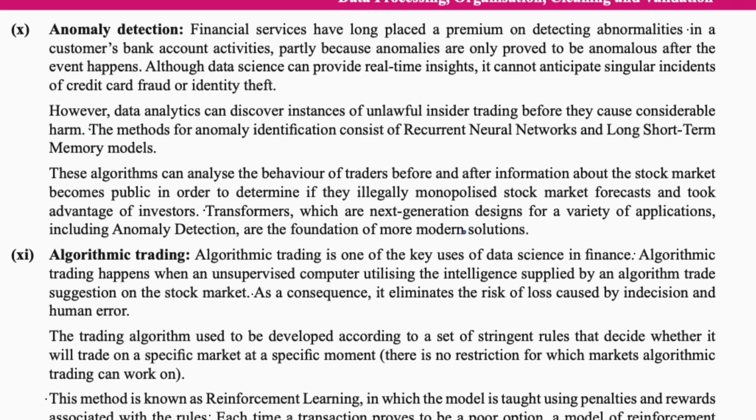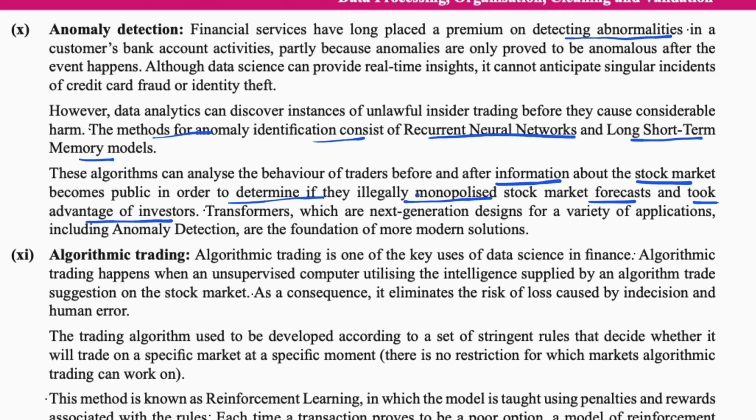Next, anomaly detection. Financial services have long placed a premium on detecting abnormalities. The method for anomaly identification consists of recurrent neural networks and long short term memory models. These algorithms can analyze the behavior of traders before and after information about the stock market becomes public in order to determine if they illegally monopolized stock market forecasts and took advantage of investors.